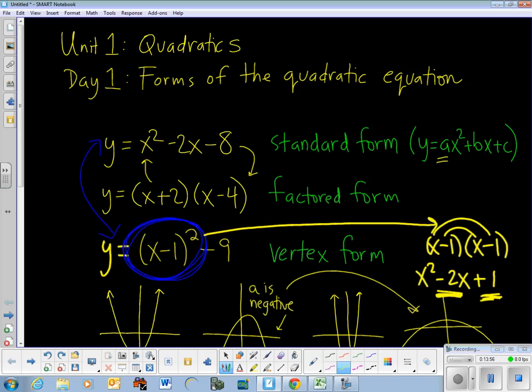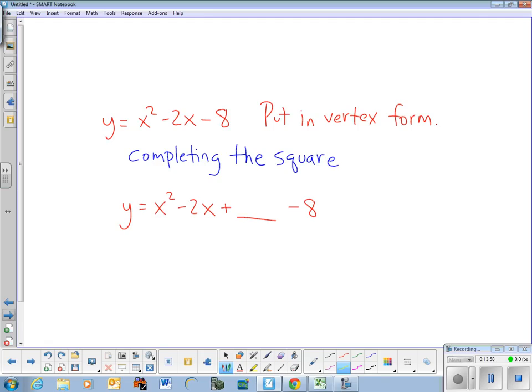So working that process backwards is going to make us do this. To complete the square, separate the -8, take half of the b coefficient, the -2, half of that's -1. -1 squared is plus 1. So therefore, a plus 1 goes there. That process, half of the b and then square it.